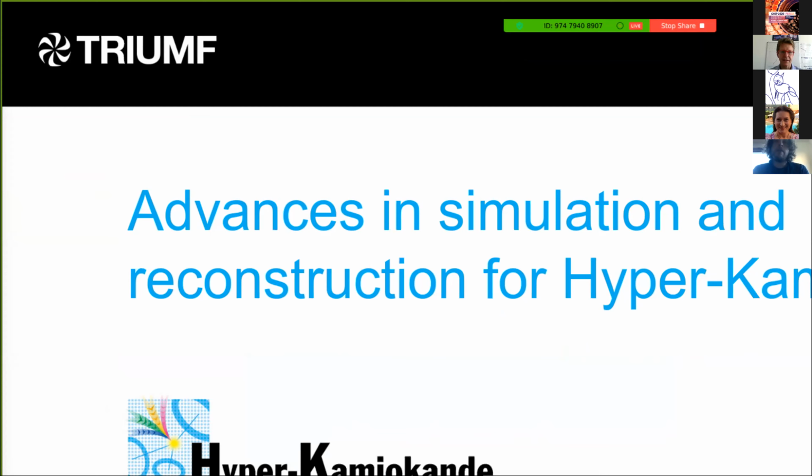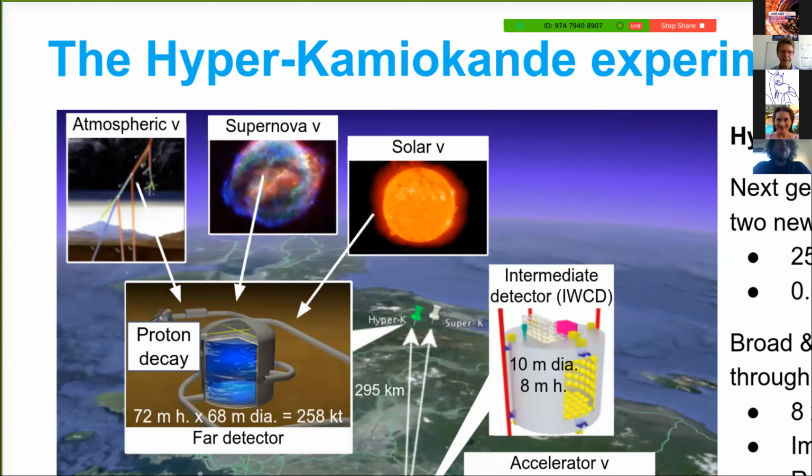So I'll start off with a brief introduction of the experiment. Hyper-K consists of a huge water Cherenkov detector, about an order of magnitude larger than the existing Super-K detector. This will see neutrinos coming from various astrophysical sources. It'll search for proton decay, and it'll also see neutrinos coming from the J-PARC neutrino beam, situated around 300 kilometers away at the other side of Japan. There'll also be a suite of near detectors.